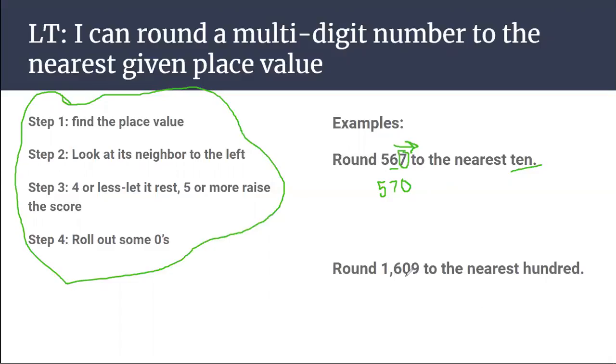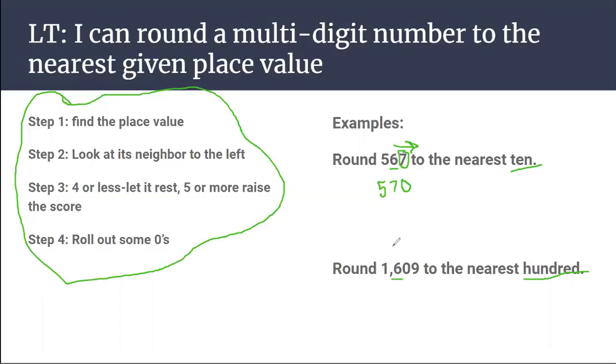Now this one I want you to do with me, okay? So go ahead, write the number 1,609, pause as you need to, okay? And I'm going to round this to the nearest 100. So that means I need to find the hundreds place. So go ahead and underline the digit in the hundreds place. I just did mine and it is a 6. So you should have underlined the 6. So we already did step 1 just by underlining the digit.